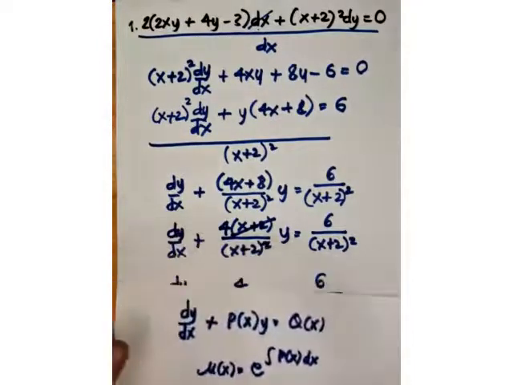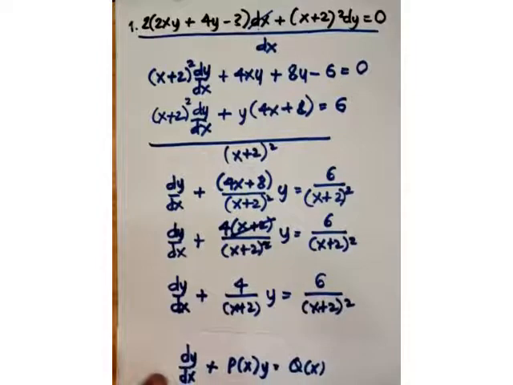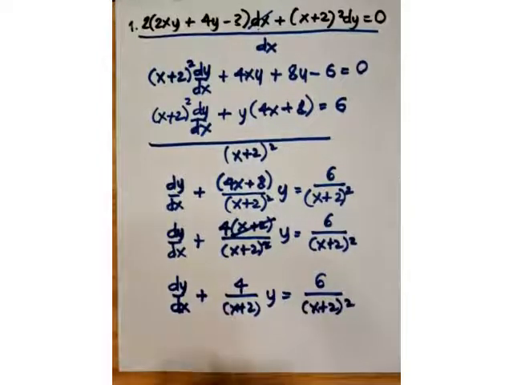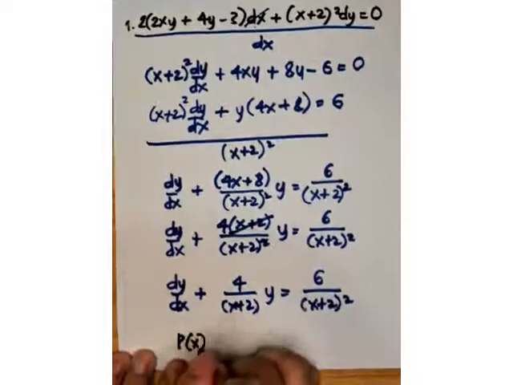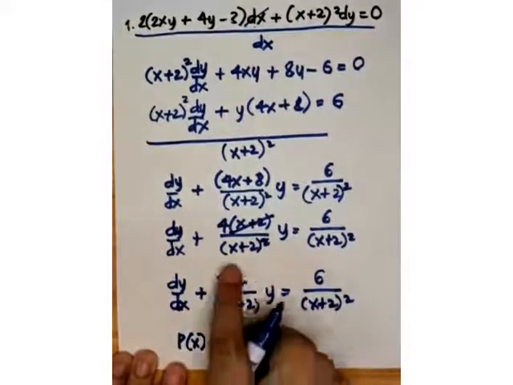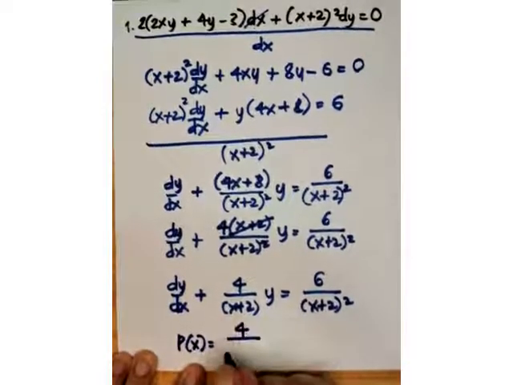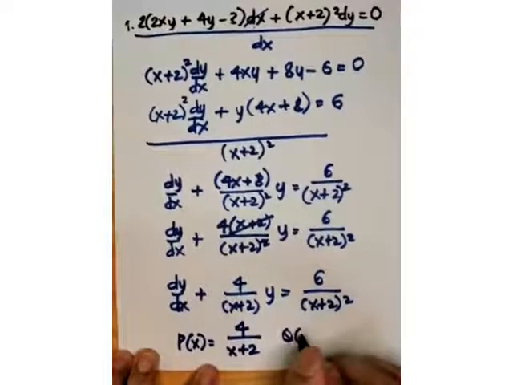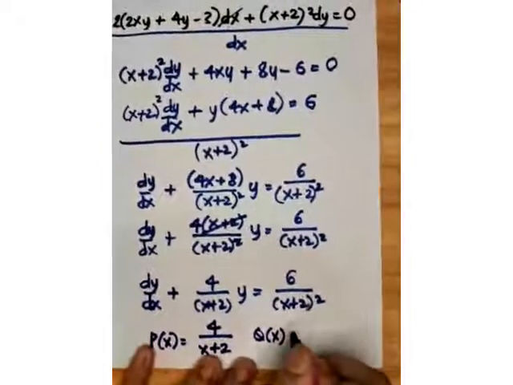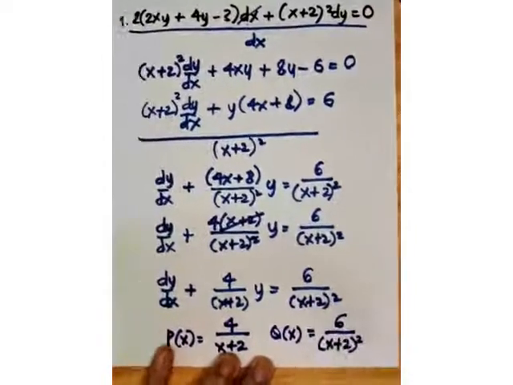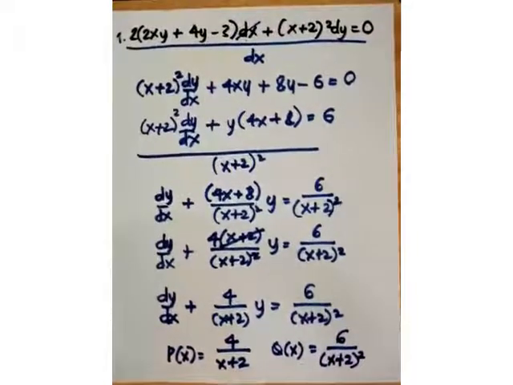So that means we'll have dy over dx plus 4 over x plus 2 times y is equal to 6 over x plus 2 squared. Okay. Have we transformed it already? Yes, it is already transformed. So that means we can now get our p of x. The p of x is this whole term with the y, so that will be 4 over x plus 2. And then our q of x is equal to 6 over x plus 2 squared.